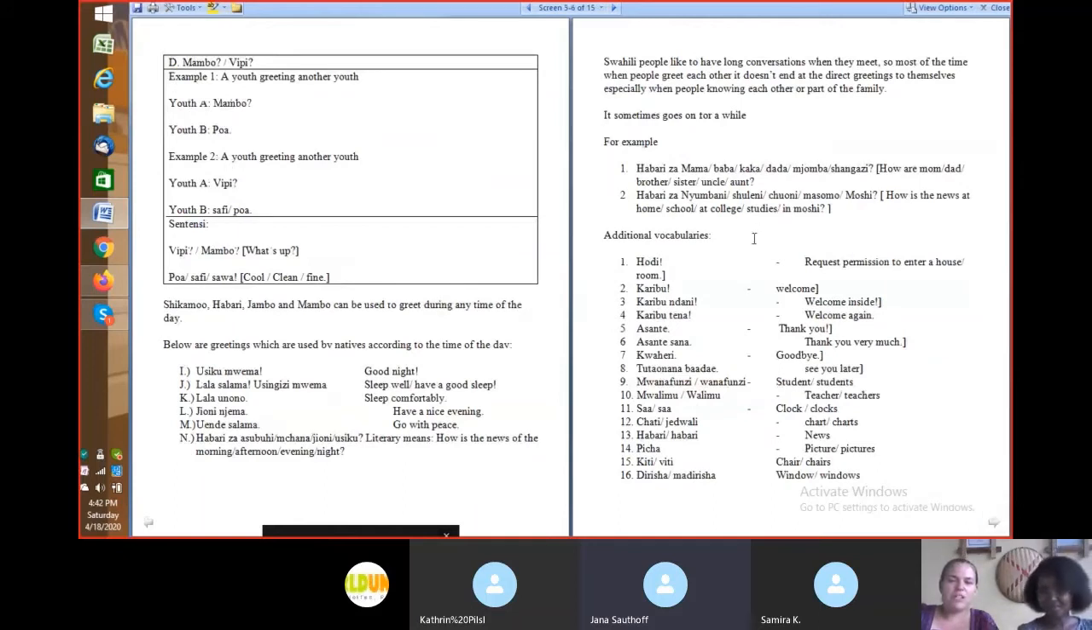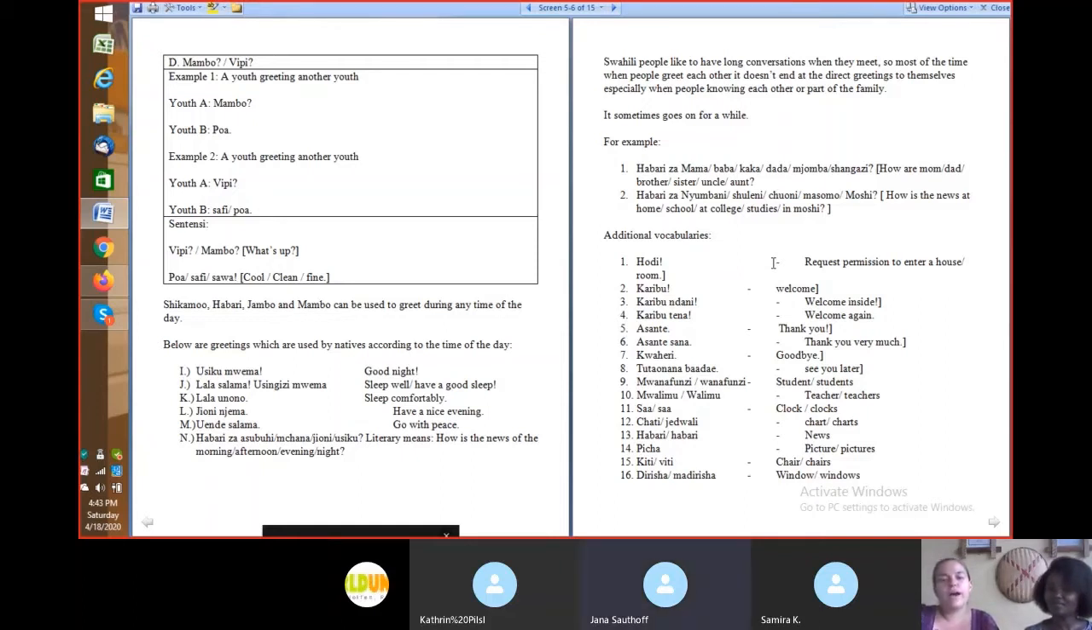We gave you some additional vocabulary, which is very common and which you will also need at the beginning. For example, there's hodi. Hodi is a request for permission to enter a house or a room. So before you enter, you say hodi, hodi, until the person replies karibu, and then you enter. When you enter, you reply asante. Sometimes the reply could be karibu ndani. Welcome inside, so you can enter inside.